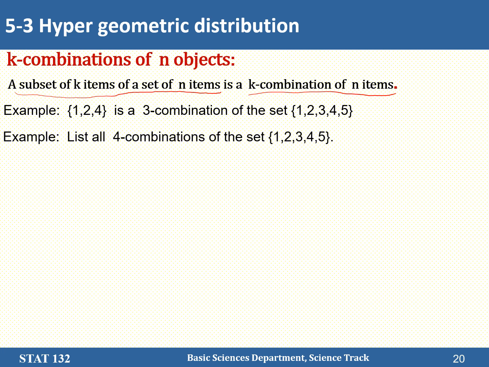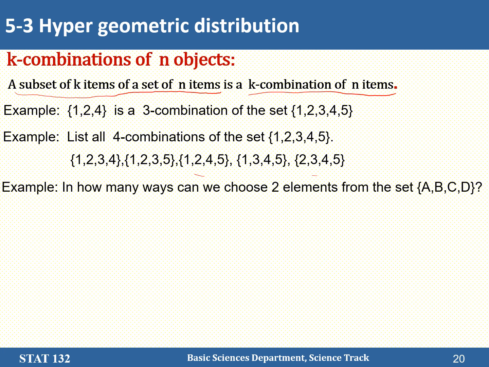Let's list all four combinations of the set 1, 2, 3, 4, 5. So we are trying to find all the subsets of the set 1, 2, 3, 4, 5 that have only four elements. So I will not write, but I will just give you the list. Now you can try to find it yourself. Yes, there are 5 four combinations of the set 1, 2, 3, 4, 5.